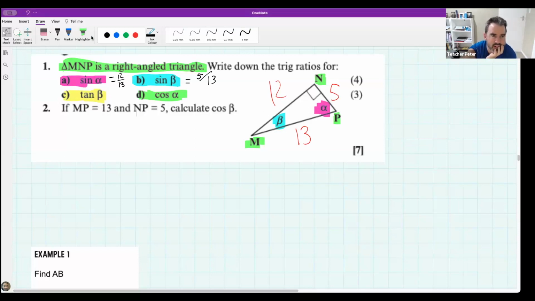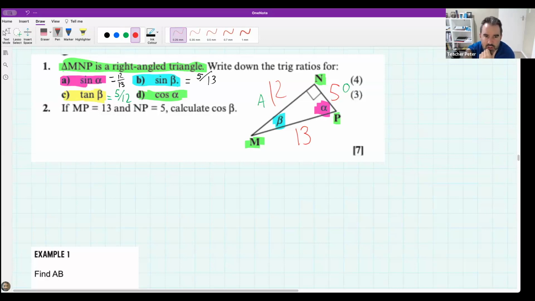So let's have a look at the tan of beta. So the tan of beta, I actually need to know where O is. So that would be O in reference to B, and A would be over here. So the tan of beta is actually going to be 5 over 12. So O over A.